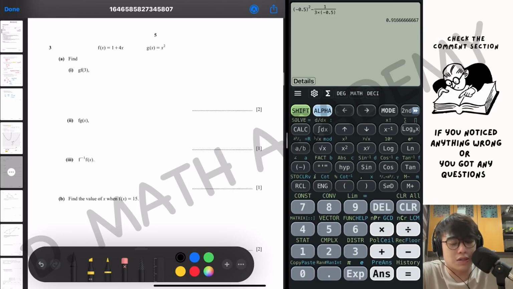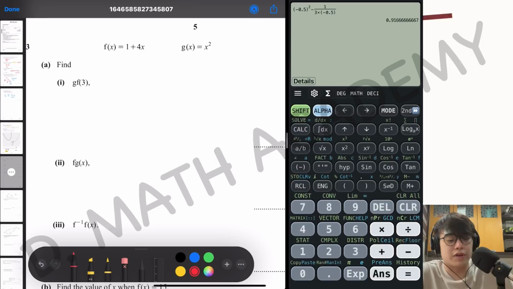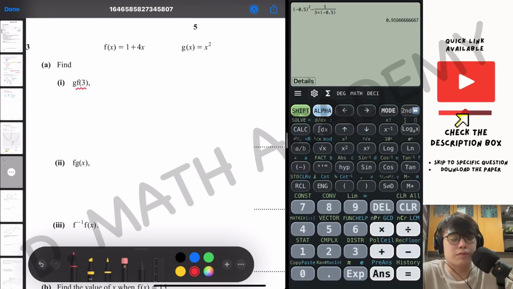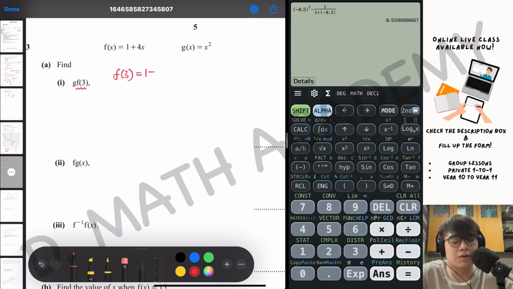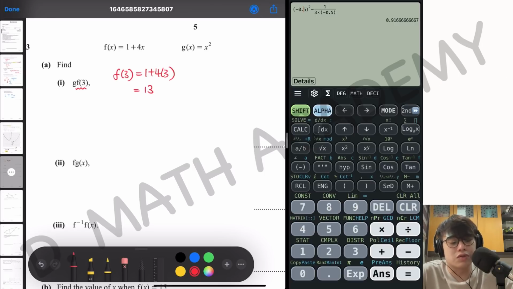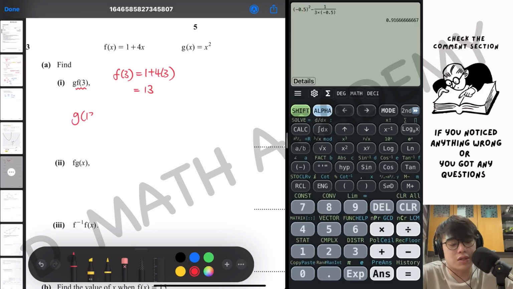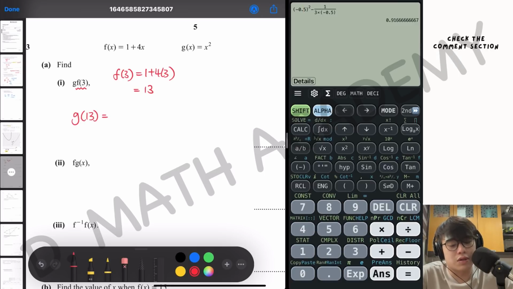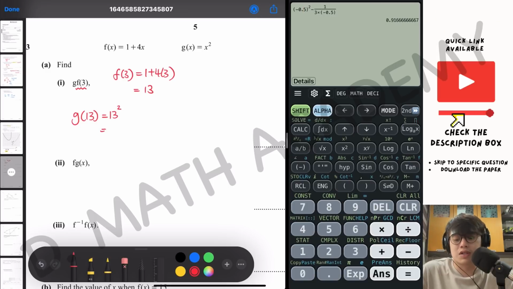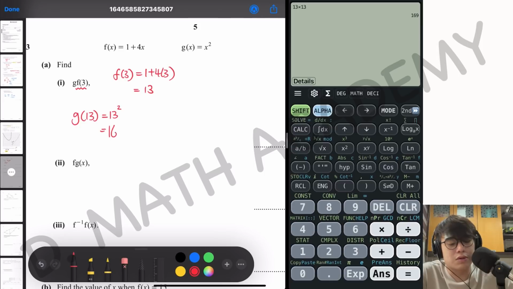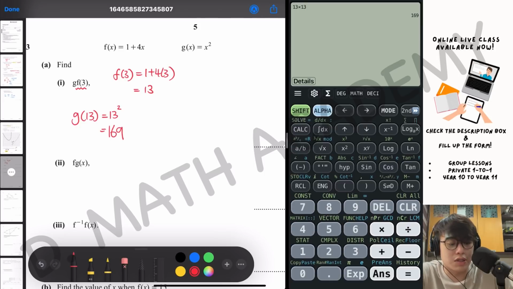Okay, this is a function question. So let's proceed to solving it first. Remember, always sort out the ones inside. So this one tells us that we are dealing with 4 times 3. So you have 13 in total. So when g is 13, all you have to do is calculate 13 squared. You will get 169, no mistake. Okay, this is how you get it done for your 3A number 1 here.